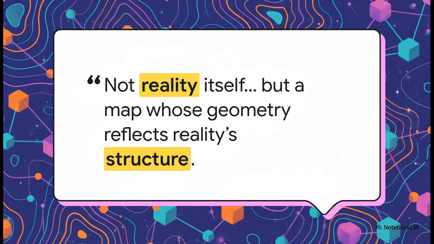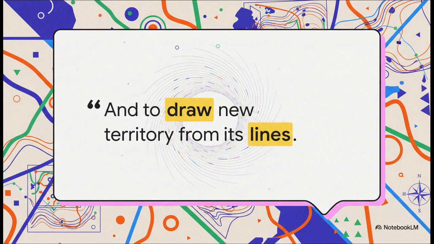So, in the end, what we're left with is not reality itself, but something that might be just as remarkable. A map. A map whose very geometry mirrors the deep structure of our own world. And the most exciting part of all this? We are only just beginning to learn how to read this map. And maybe more importantly, how to use its lines to draw entirely new territory that we've never even seen before.